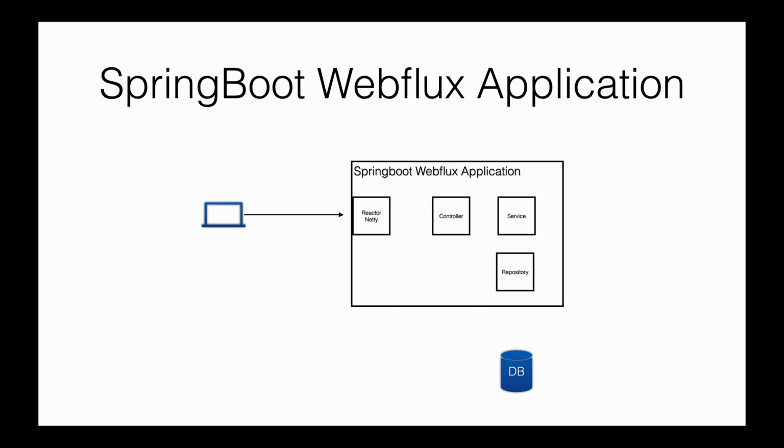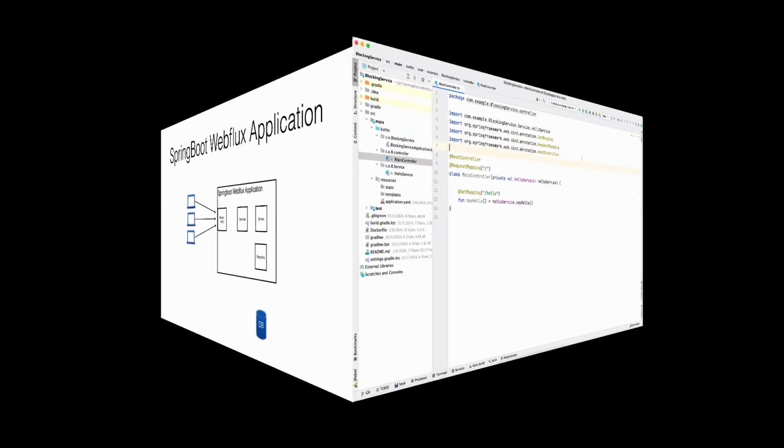Now let's say instead of having one request, we get three different clients. The flow is exactly the same. Reactor Netty will start three threads and then pass on the control to the controller and so on. Again, Reactor Netty will not keep the thread alive. What that means is that the Spring Boot Webflux application can now take more parallel requests. And if there is some time taken in the background, then it doesn't need to keep the threads alive. Now let's jump into IntelliJ and look at the example.